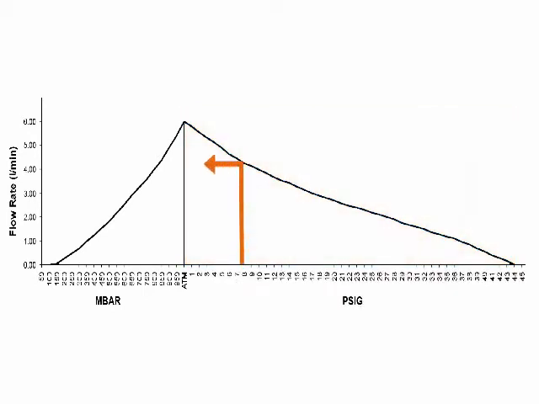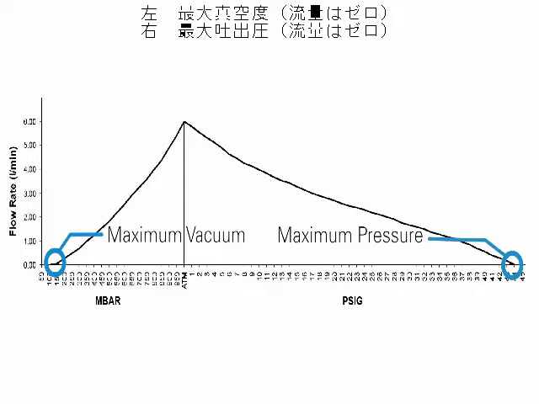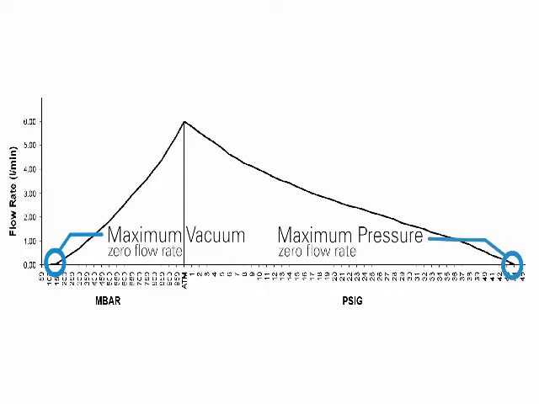The pump's performance, known as flow rate, is measured in liters per minute. Regardless of the units, your interpretation of the flow curve will be the same. The point in the middle where the two curves meet is the pump's free flow or maximum flow, meaning there is no restriction or pressure on either side of the pump. The endpoints of the curves represent the maximum vacuum or maximum pressure capabilities of the pump, where the flow rate is dropped to 0 liters per minute.